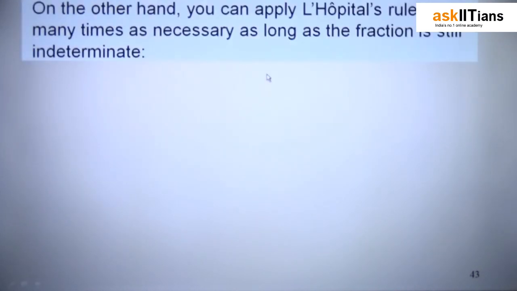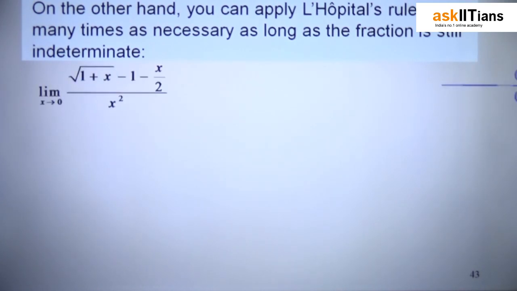On the other hand, you apply L'Hopital's rule as many times as necessary, only and only when the fraction we are getting comes out to be indeterminate. Let's take another example: limit x tending to 0, root over 1 plus x minus 1 minus x by 2 upon x square. If I directly substitute x equal to 0 in this case, I will see that the form this function is taking is 0 by 0.